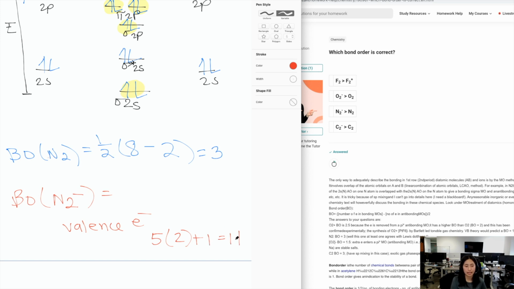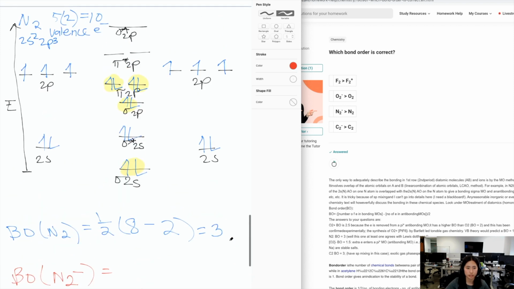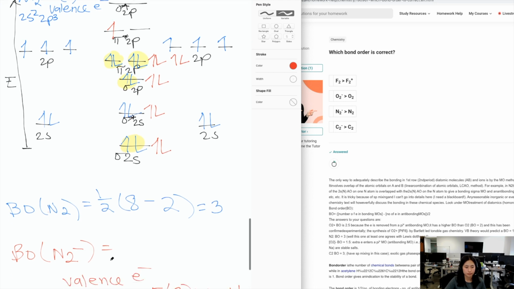So if you have 11 valence electrons, that means your molecular orbital diagram needs to contain 11 electrons in total. So you have 1, 2, 3, 4, 5, 6, 7, 8, 9, 10, 11. Okay, and then you stop there, right? So you stop at pi anti 2p. Okay, so again, we're going to count the number of electrons in bonding and anti for N2 minus.